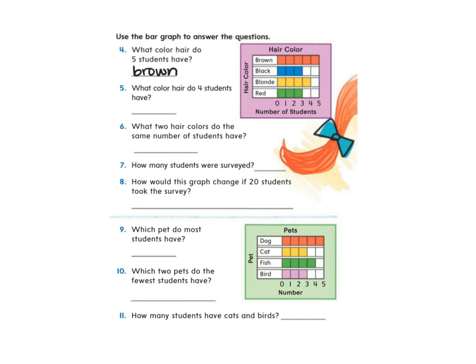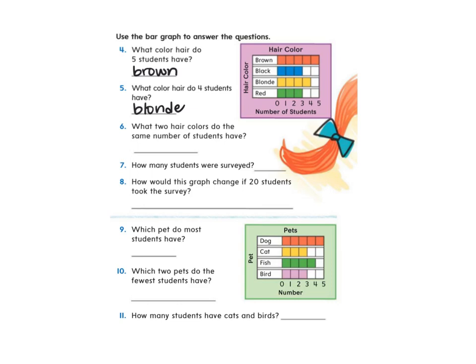Okay. What color hair do 4 students have? Again, I'm going to go down here to my scale and I'm going to see what is even with the 4. Oh, this yellow bar is even with the 4, which is blonde hair.